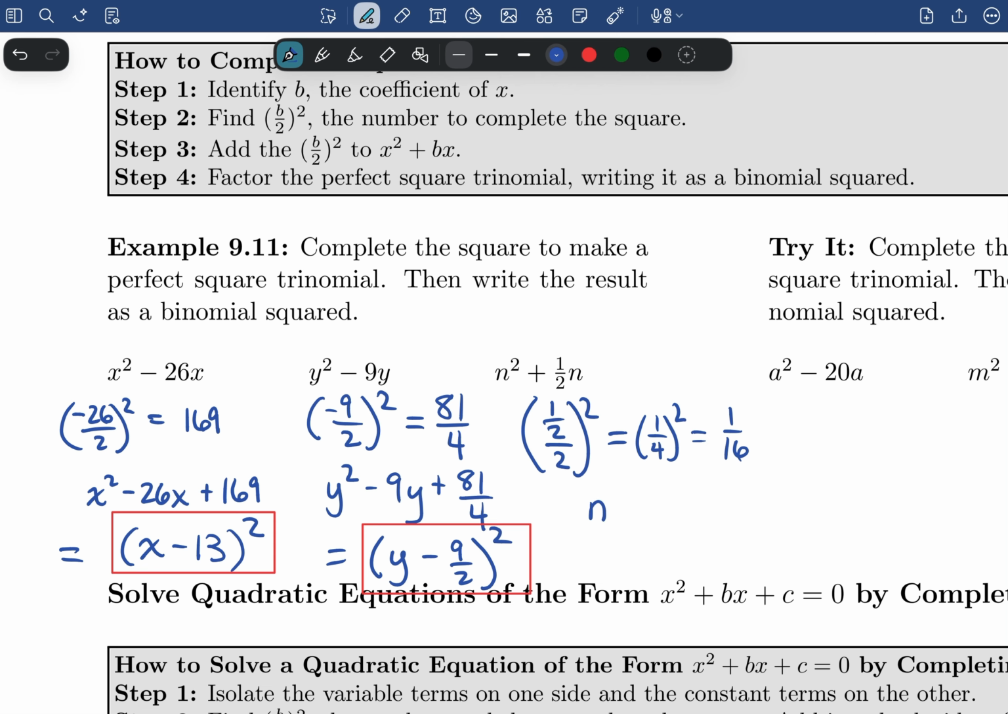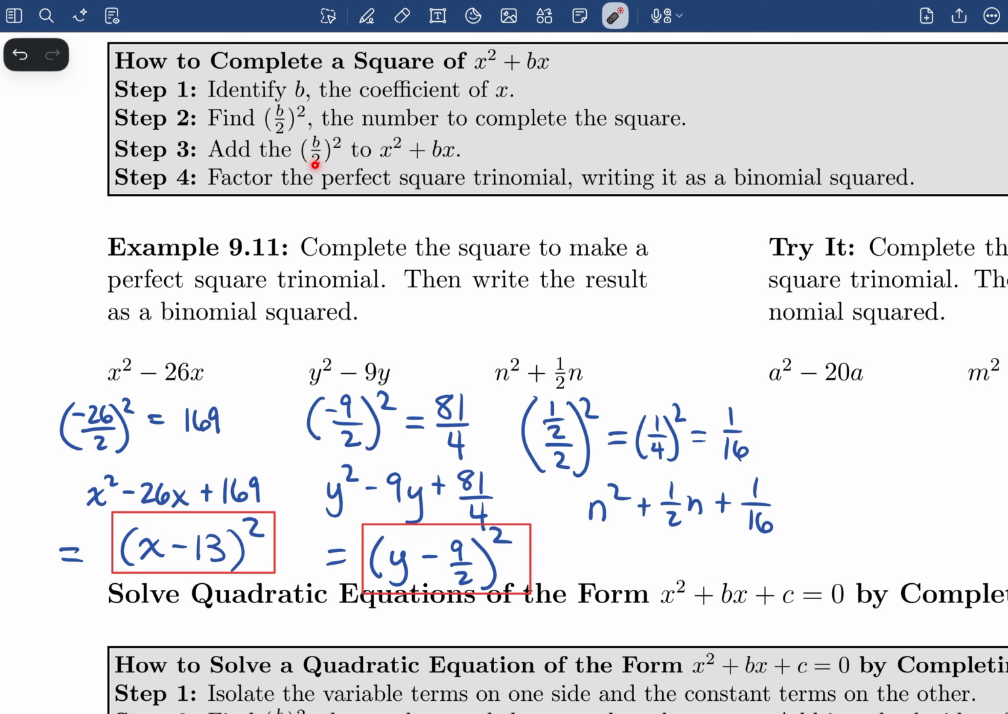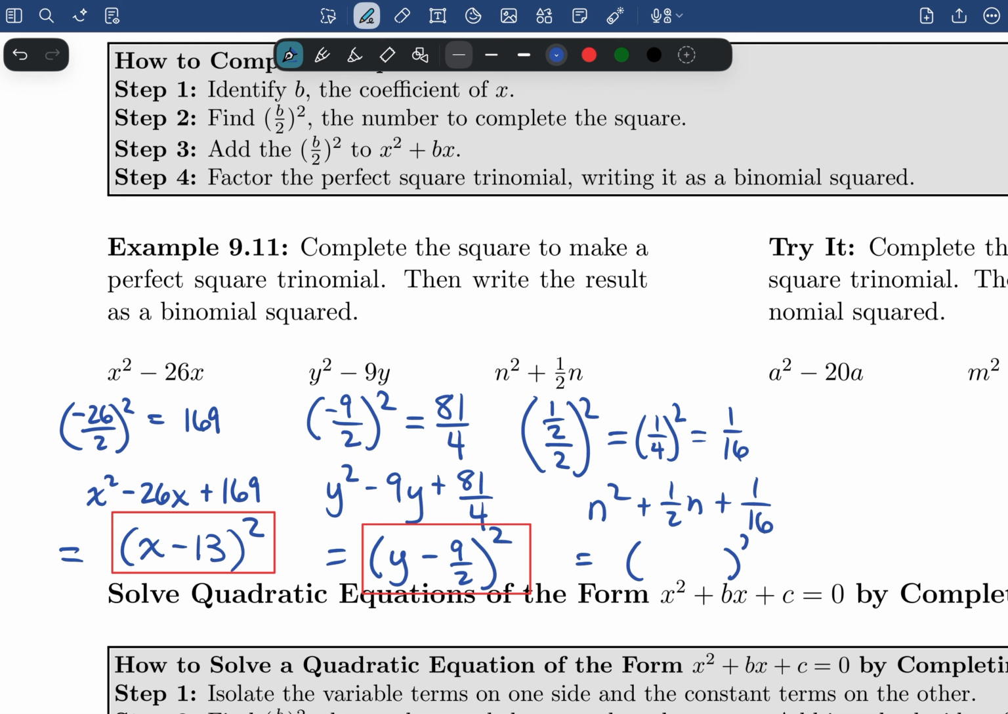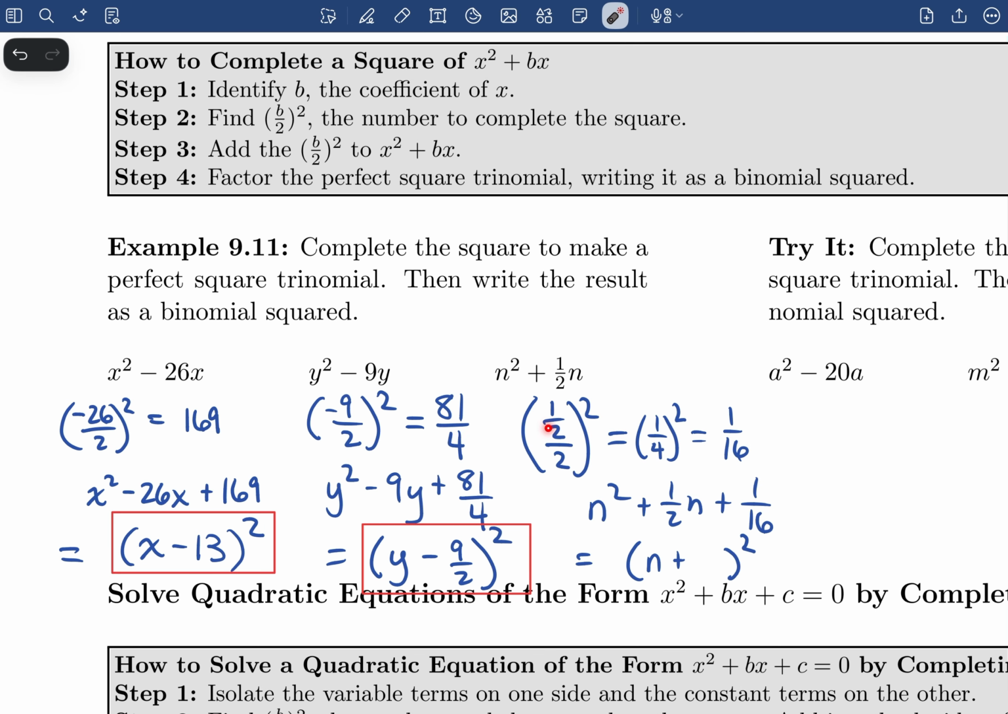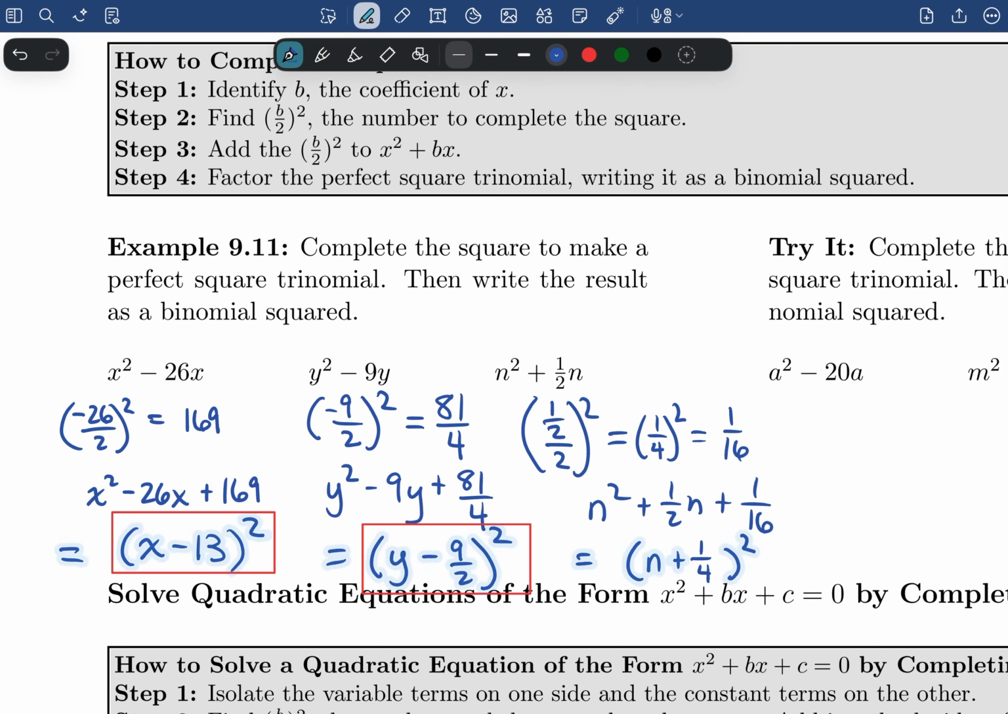And so now rewriting n squared plus 1/2 n, I'm going to add on the completion of the square. That's step 3. Add the b divided by 2 squared value to the end of x squared plus bx. Or in this case, the variable's n squared plus 1/2 n, add on the completion of the square. And then to finish, we're going to write this as a binomial squared because it's a perfect square trinomial. Inside of that binomial, I will have n plus the b value divided by 2, which was 1/2 divided by 2, which gives me 1/4. And that's what I put right here.